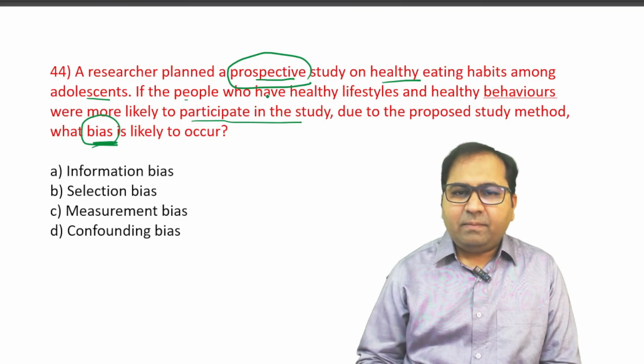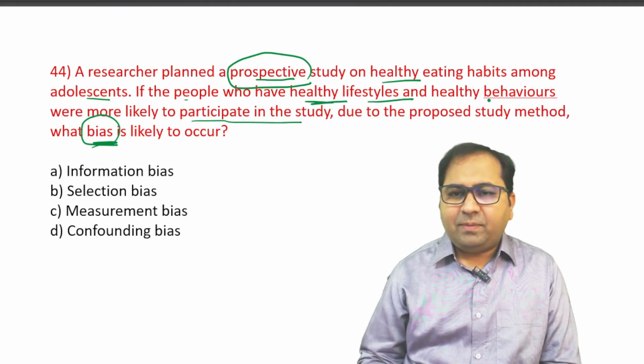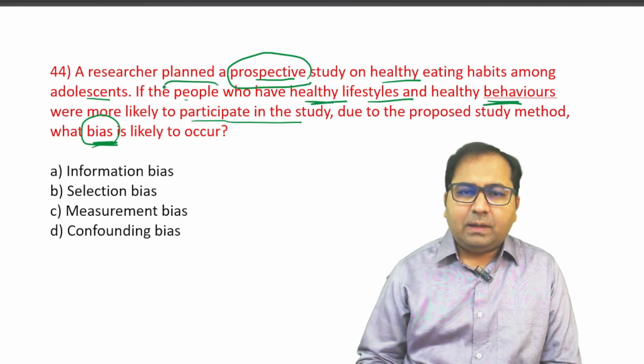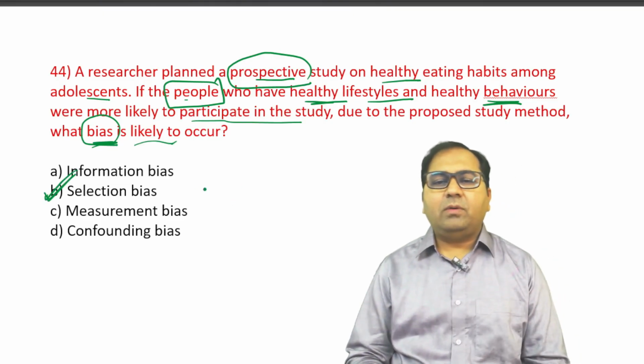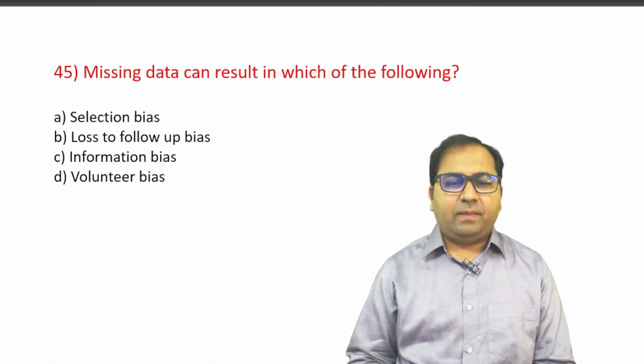So you will be selecting people with healthy lifestyles and healthy behaviors. So you are selecting, but still bias will occur. So this is a selection bias. Please remember this point. This is how you have to answer this question.